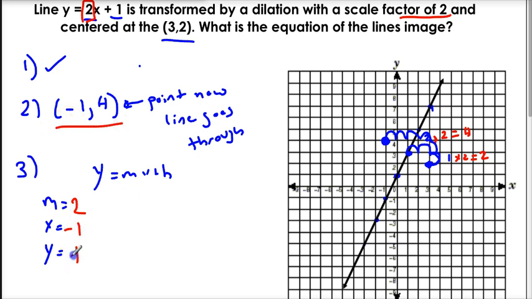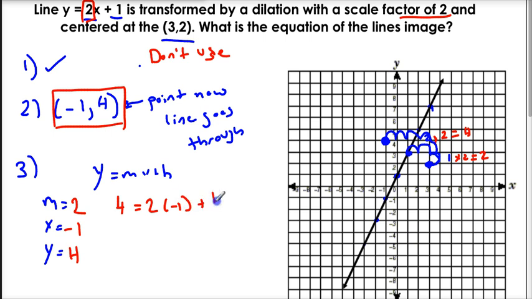Now, a big mistake everyone makes, that I've seen, is that instead of using the new point, which is (-1, 4), they use the center of dilation. Don't use the center of dilation here. Use the new point it goes through. We're going to plug it all in. So y equals mx plus b. 4 is equal to -2 plus b. We add 2 to both sides, and we get 6 is equal to b.